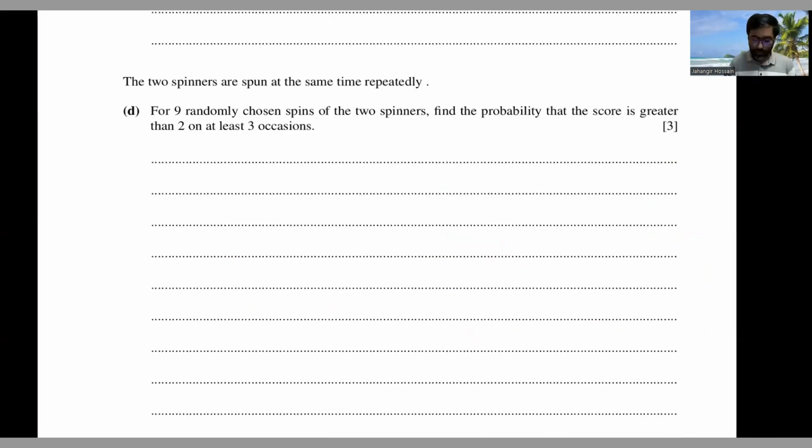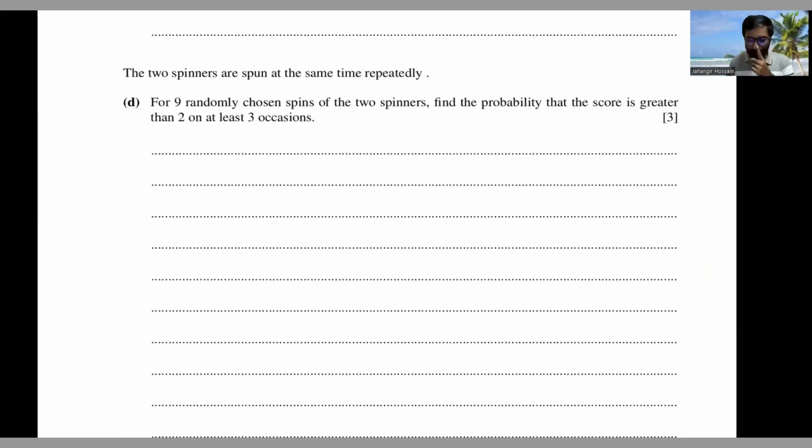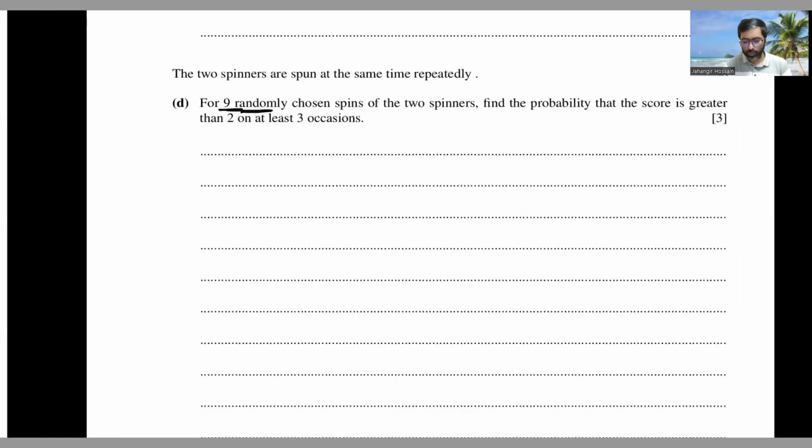Now there is another part. Next part: the two spinners are spun at the same time repeatedly. Here we are spinning repeatedly for 9 randomly chosen spins. So now we are limiting the number of spins, which is exactly 9. Of the two spinners, find the probability that the score is greater than 2 on at least 3 occasions. What will be the probability of the score being greater than 2 on a spin of the two spinners?